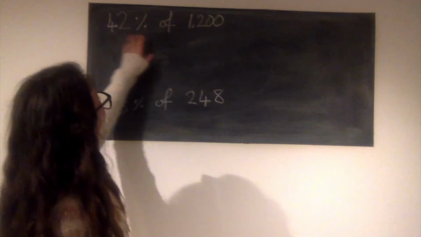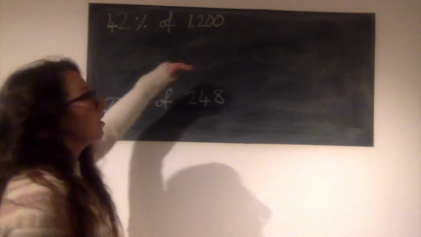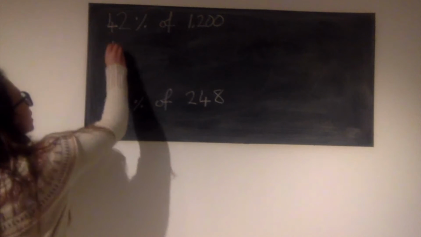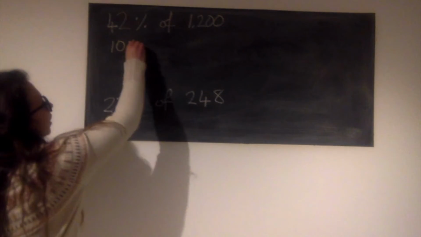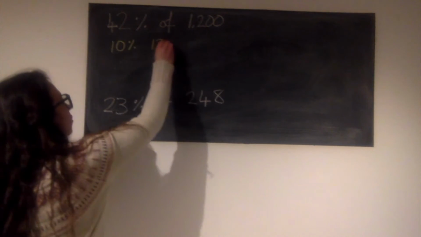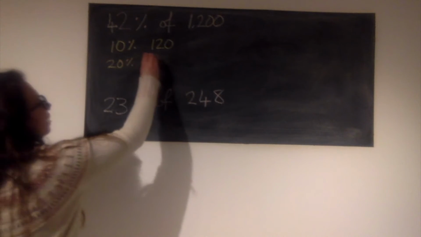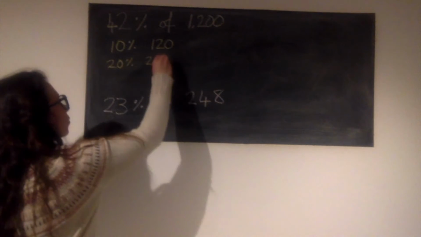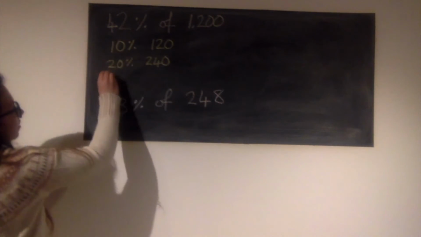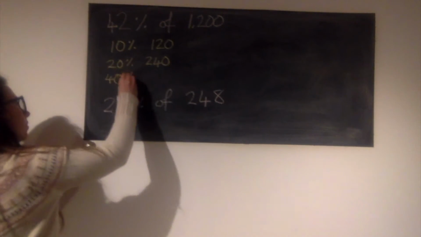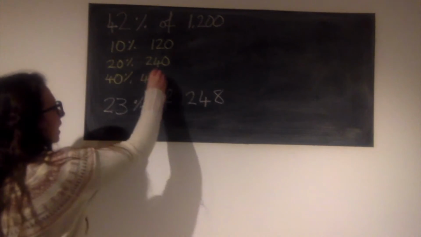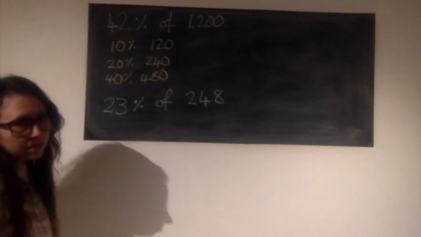Let's start off with 42% of 1,200. So if you remember before, we can start off with 10%, divided by 10 gives us 120. 20%, we can double this, which gives us 240. I need 40%, so I can double it again, and that gives us 480. We can do this all in our head.